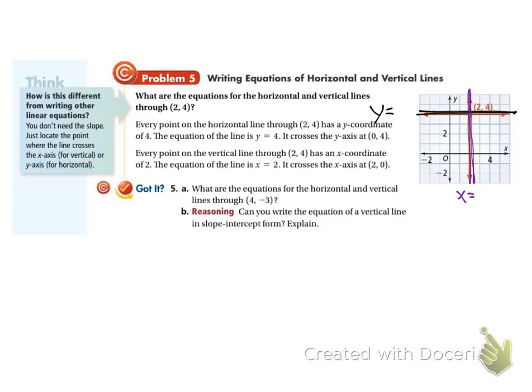And if I'm looking at a point, I can also look at the x value. So this is x equals 2. And over here, this is y equals 4. And it also crosses here at 4.